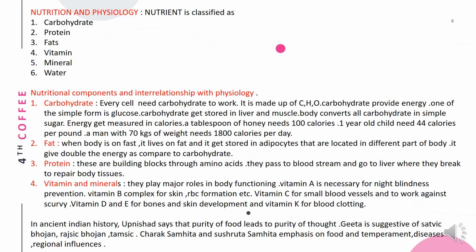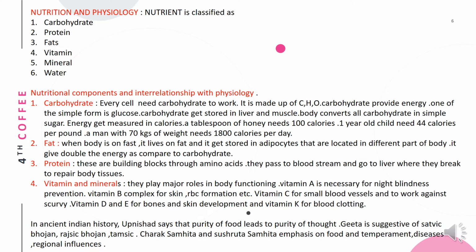Nutrients are classified in these groups: CPF, VMW. That is carbohydrate, protein, fats, minerals, vitamins, and water. Carbohydrate: every cell needs carbohydrate to work. It is made up of CHO. Carbohydrate provides energy. One of them, the simple form, is glucose, and carbohydrate gets stored in the liver and muscle. The body converts all carbohydrate into simple sugar.